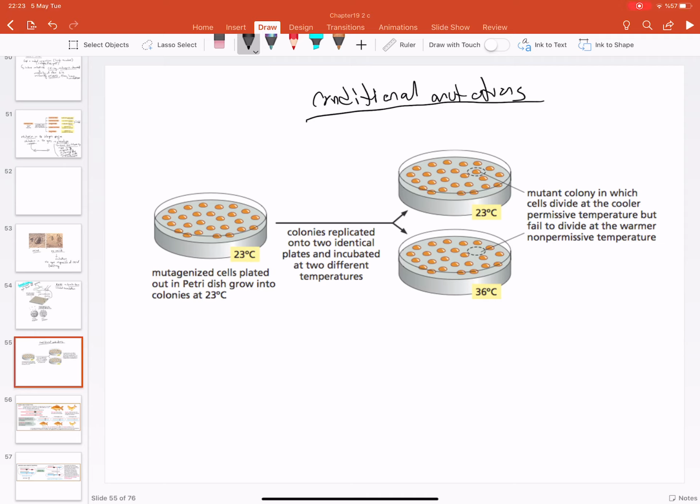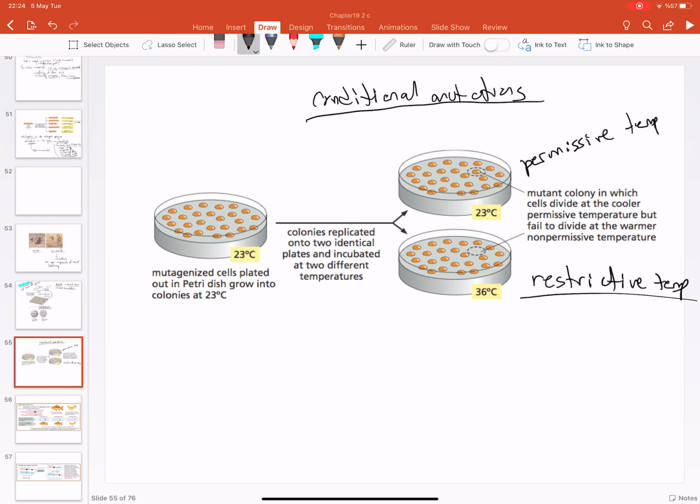So for example, here you see the heat shock example. These are temperature sensitive mutants. 23 degrees is the permissive temperature. So here you don't observe the phenotype, and 36 degrees is the restrictive temperature.